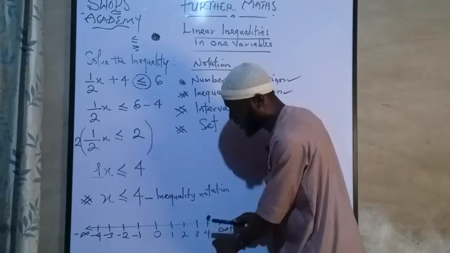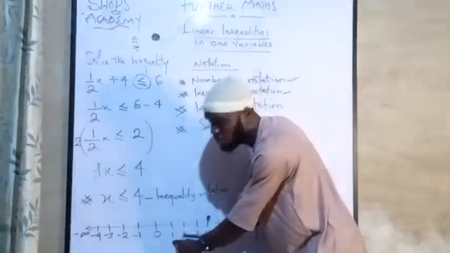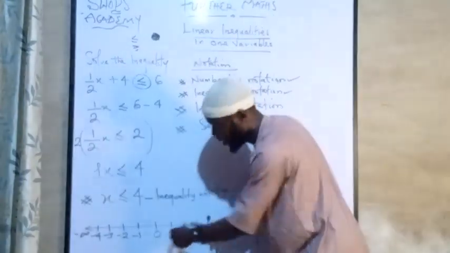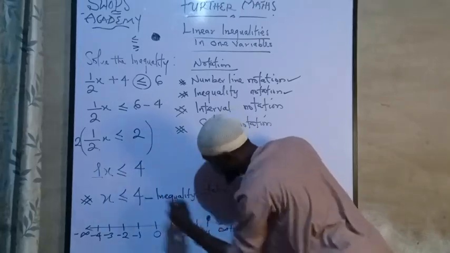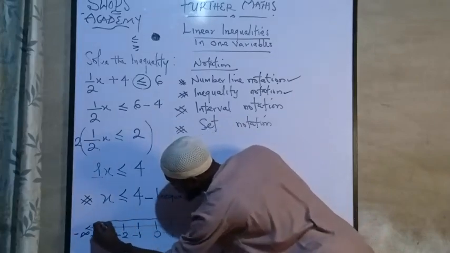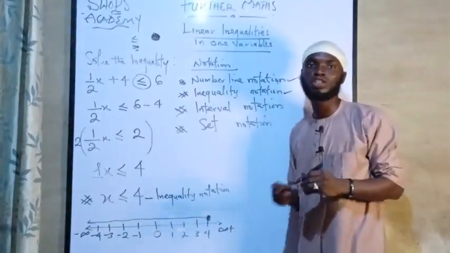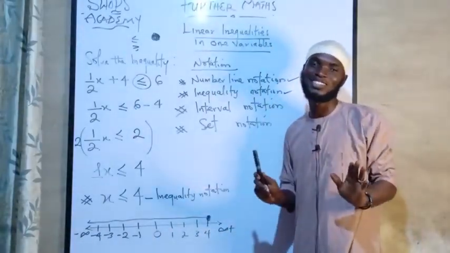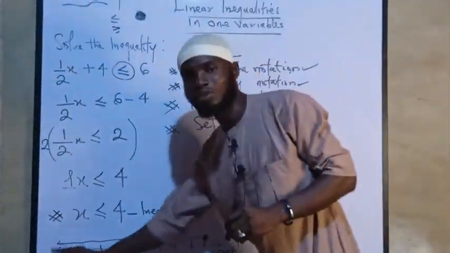What is less than 4? 3 is less than 4. 2 is less than 4. 1 is less than 4. 0 is less than 4. You now pick your arrow. You do like this. So since it is less that we are having here, less than 4, you will do like this. Let it be straight. So this type of notation is what we call number line notation. And the next thing you do, so that means all these are part of the answer.